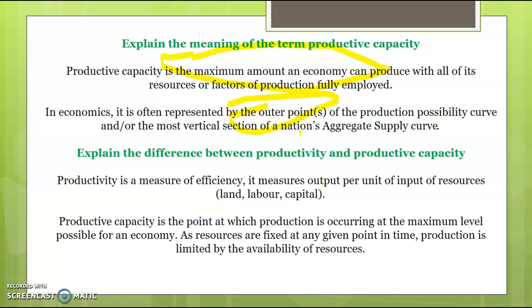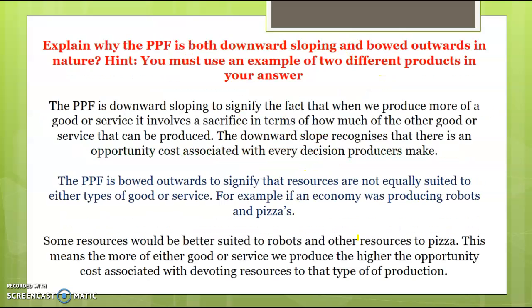Explain the difference between productivity and productive capacity. Okay, a tough question. Productivity is a measure of output per unit of input. So it's looking at how much output we're generating per unit of labour, land, labour and capital, or how efficiently we're using our resources to produce goods and services. So one is about output per unit of input. The other one is the point where production is at its maximum. So productive capacity is the maximum we can produce, assuming all our resources are used as efficiently as possible. As resources are fixed at any given point in time, production is limited by our resources. So our productive capacity is fixed at any particular point in time until we can grow our productive capacity.